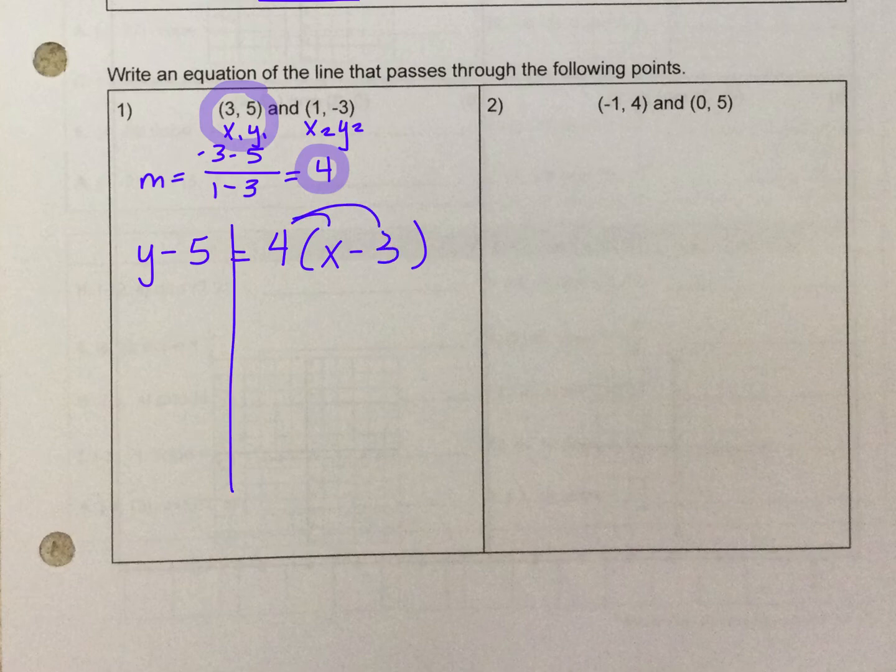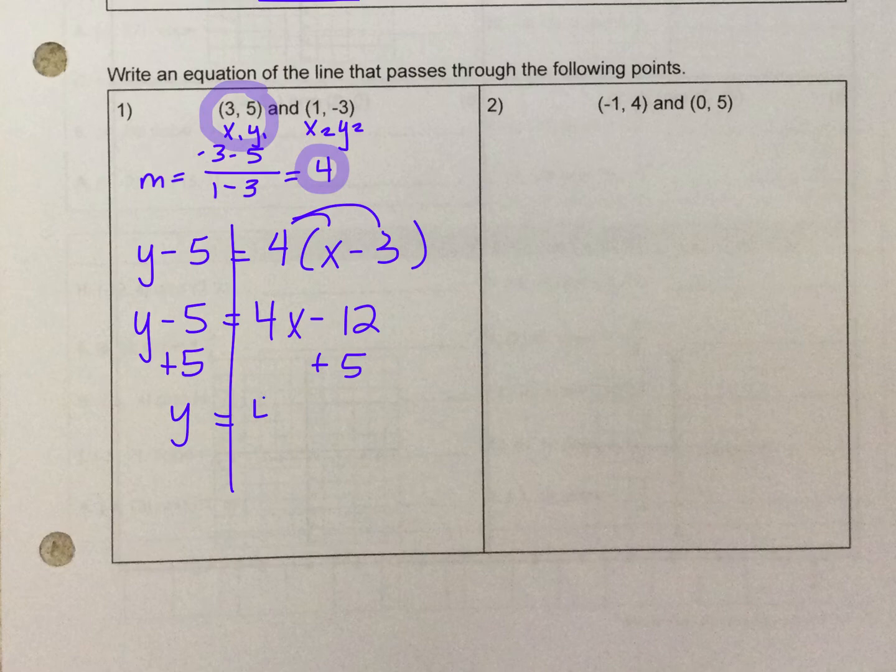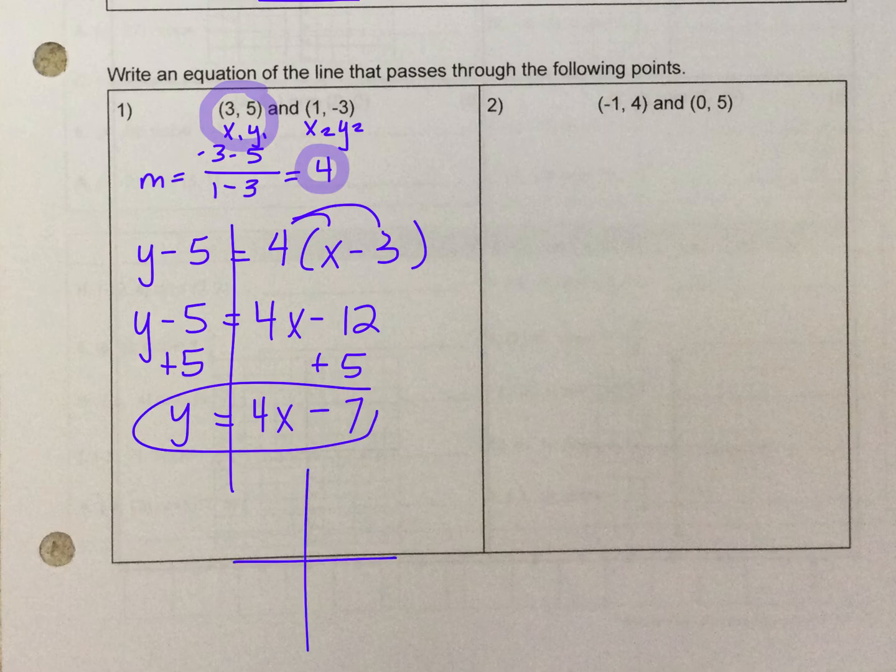Okay, I'm going to distribute. y minus 5 equals 4x minus 12. Add 5. y equals 4x minus 7. Done. If I were to graph that, 1, 2, 3, 4, 5, 6, 7, I go down to 7. I'd rise 4, run 1. That's bad, all right, and that would be your line-ish.